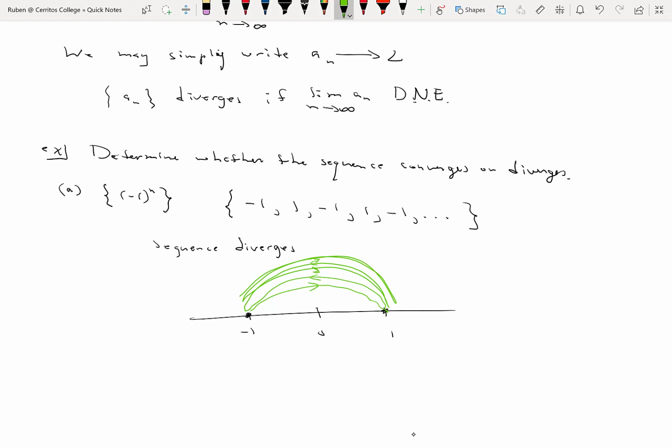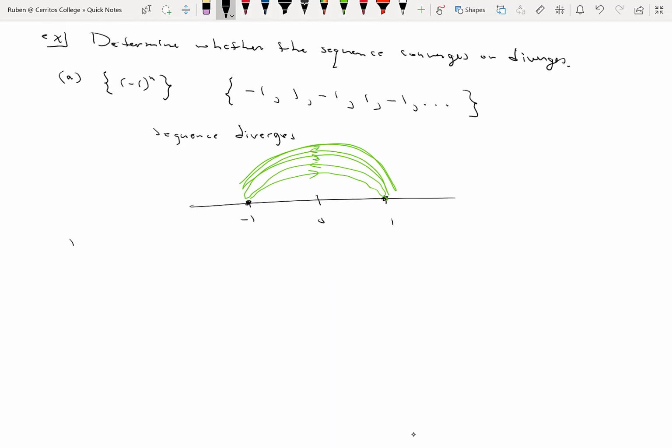So that's enough for us, at least for me, to say that the terms in the sequence are not approaching a single constant. So this sequence diverges. B.